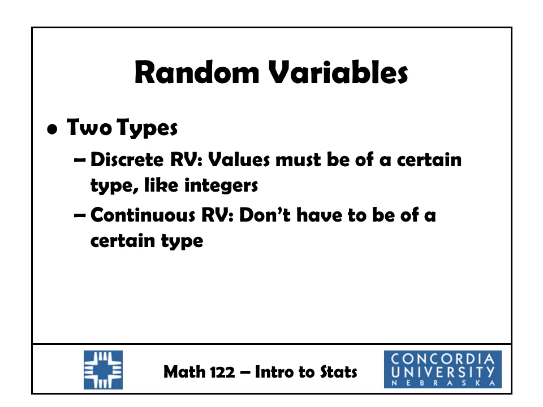All right, so our first topic here is the idea of random variables, and we studied two types, discrete and continuous. Discrete, the values must be of a certain type, like integers. Continuous random variables, the values don't have to be of a certain type. They can take on any value within some range. Chapter 6 and 7 we study continuous random variables. In Chapter 5 we saw discrete random variables.